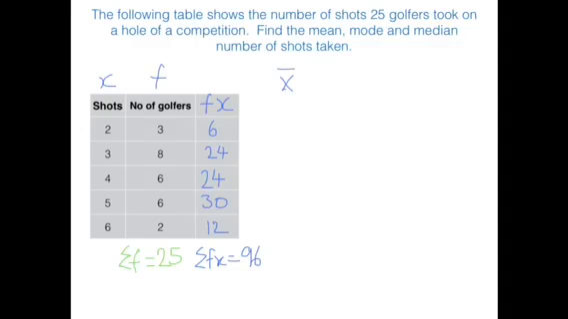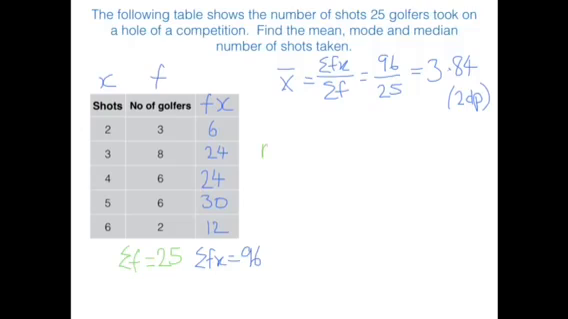Now to find the mean, x bar, that's sigma fx over sigma f. And if you write that down each time, it just helps you to get the working out clear in your head if you learn that formula. 96 over 25 is 3.84. In a game of golf, you can't actually take 3.84 shots, so the mean doesn't always seem to make sense. But what it's telling us is that more people take 4 shots than 3 shots.